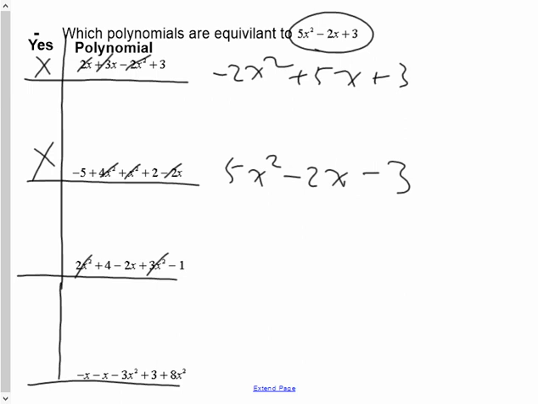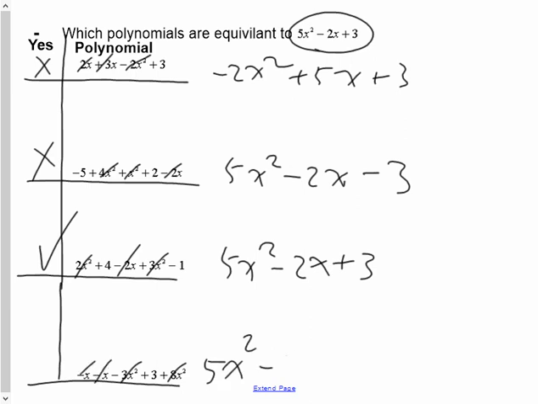Next one, I have 3x squared and 2x squared, which is 5x squared. I have a minus 2x with no other terms to combine with it. And a positive 4 and a negative 1 makes a positive 3. So therefore this is equivalent to the term I circled above. And finally, negative 3x squared and positive 8x squared is 5x squared, or positive 5x squared. A negative x and a negative x is a negative 2x, and a positive 3. So therefore, this one is as well equivalent to 5x squared minus 2x plus 3.